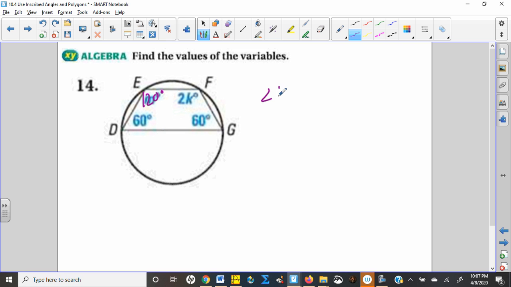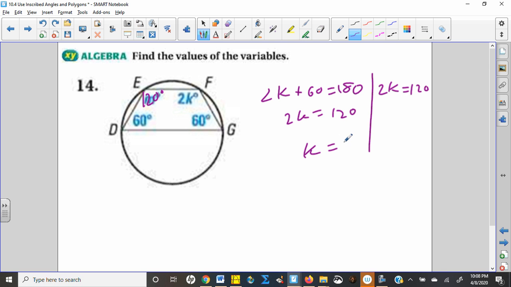So we would need to say 2K plus 60 equals 180. Or I guess you could have just said if 180 minus 60 is 120, you could have said 2K is equal to 120 directly. Notice that when I subtract 60 here, I get the same equation. So either way, K is equal to 60. By the way, that means that the angles that are consecutive between the bases here are supplementary. That means that our little inscribed quadrilateral here, EDGF, is a trapezoid. Very interesting.